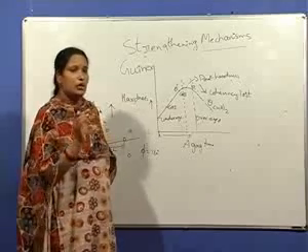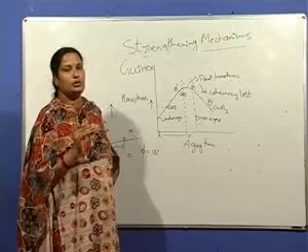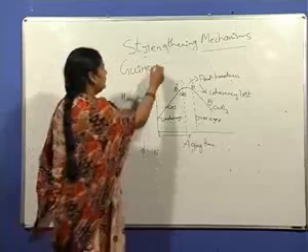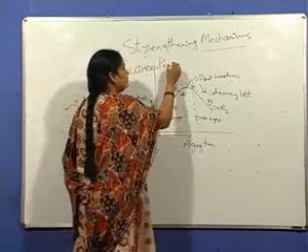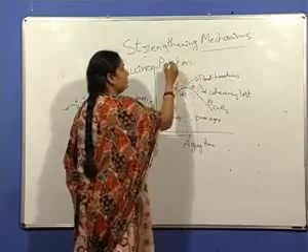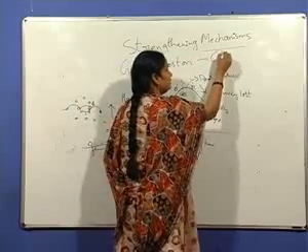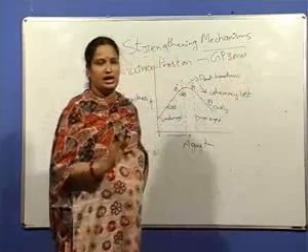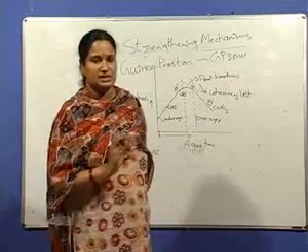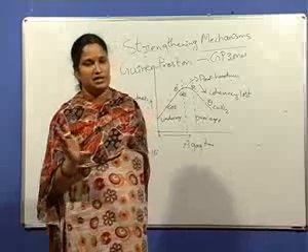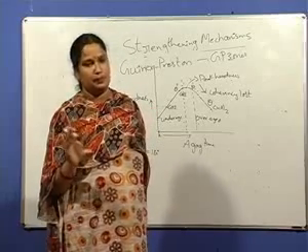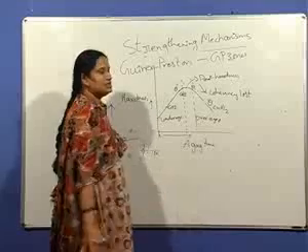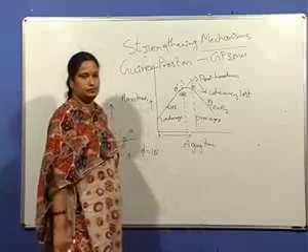Thereby these copper clusters are known as GP zones, Guinier-Preston zones. These copper clusters were first identified by the scientists Guinier and Preston by means of X-ray diffraction techniques. So these are known as GP zones.